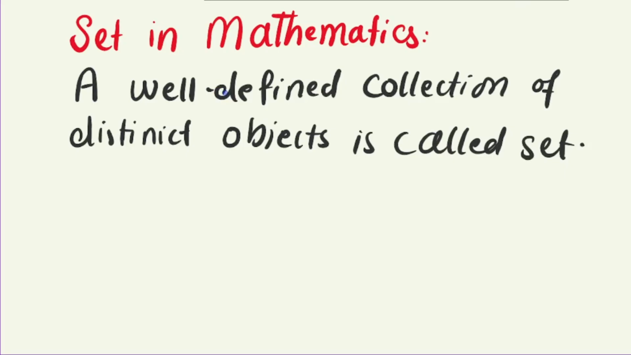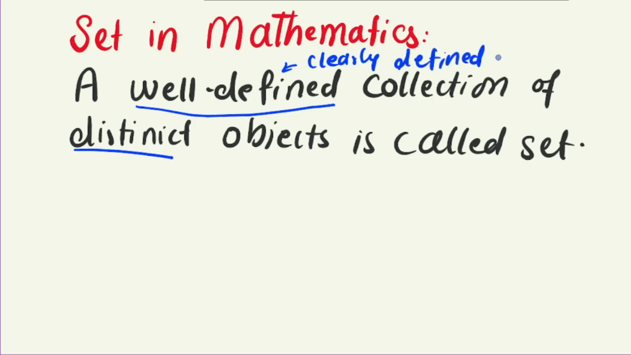There are two terms that you must keep in mind. The first one is well defined and the second one is distinct. Well defined means that the objects must be clearly defined and there should be no ambiguity about the objects, right? And distinct means that the objects in the set must be unique and different, and there should be no repetition in the objects.